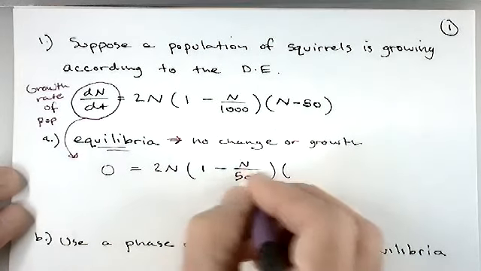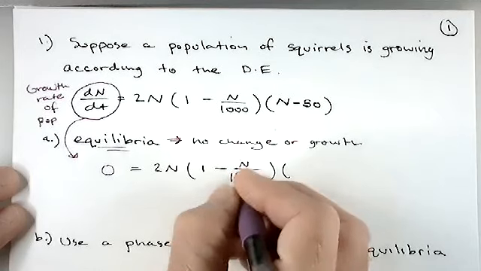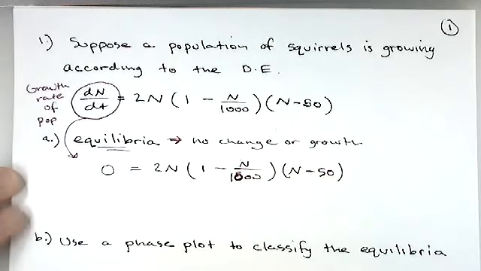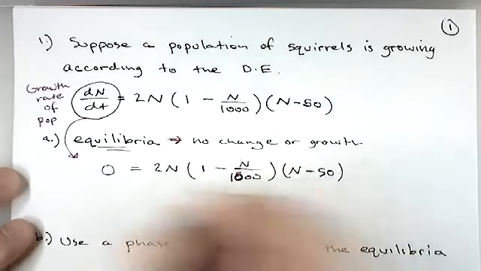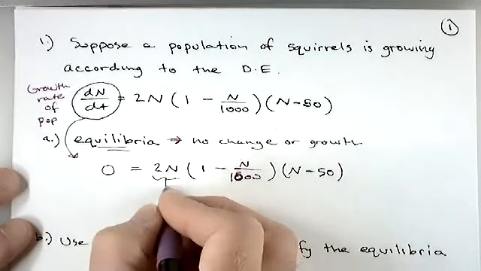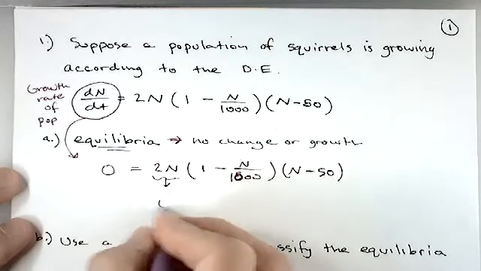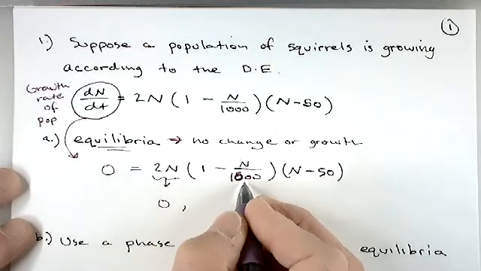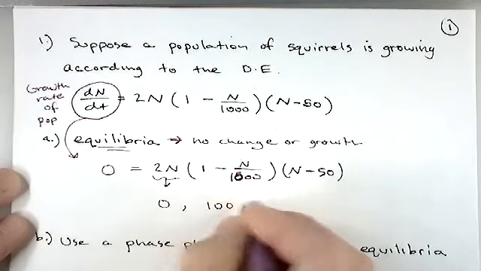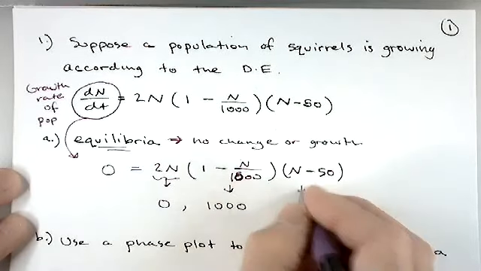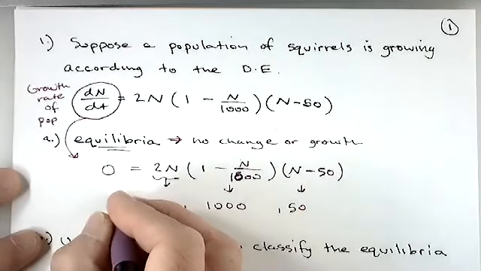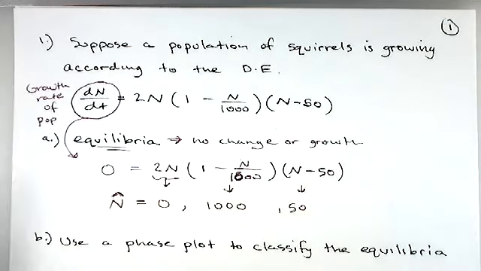Whoops, why did I put 500 there? I don't know what I was combining. This is 1,000. N minus 50. And it's already set up for us. It's in factored form. So what population sizes would make this whole thing equal to 0? One of them would be 0. It's pretty easy to see that if N was 1,000, 1,000 over 1,000 would be 1, and 1 minus 1 would be 0. And then also from this factor, 50. These are equilibria populations. You've seen the notation, like N hat in this case, or y hat if you're using y, whatever variable.